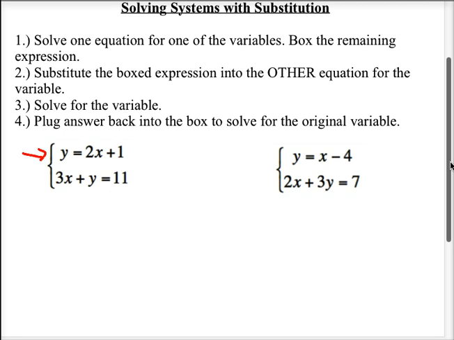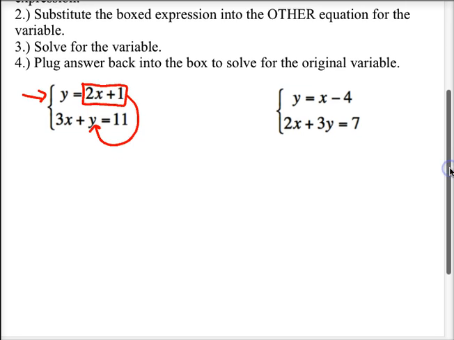And what am I going to do? I'm going to put a little box around it. I'm going to box the other side. I'm going to box what it's equal to. And then what am I going to do? Well, as substitution implies, I'm going to put it into the other equation.